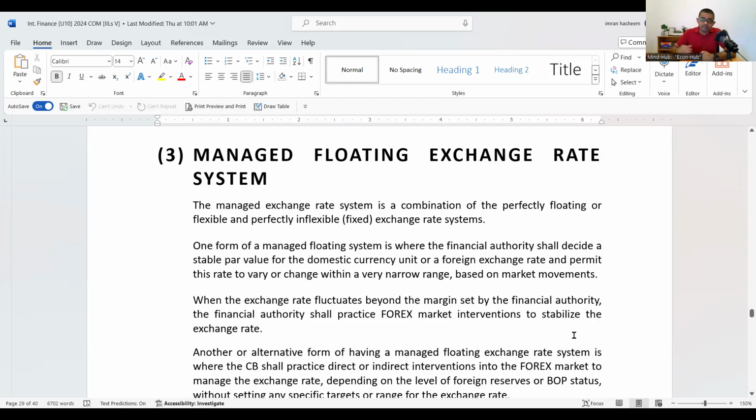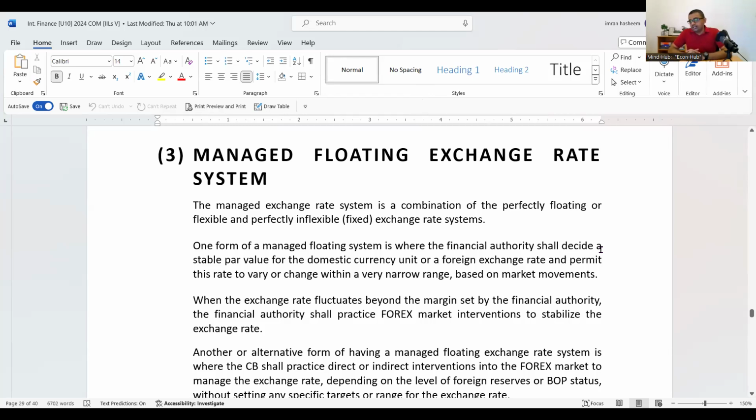What does that mean, Buddha? They will have to buy and sell foreign currency when required. Okay, right. So the managed exchange rate system is a combination of the perfectly free floating and the perfectly inelastic, or fixed, exchange rate system. It's somewhere in between.